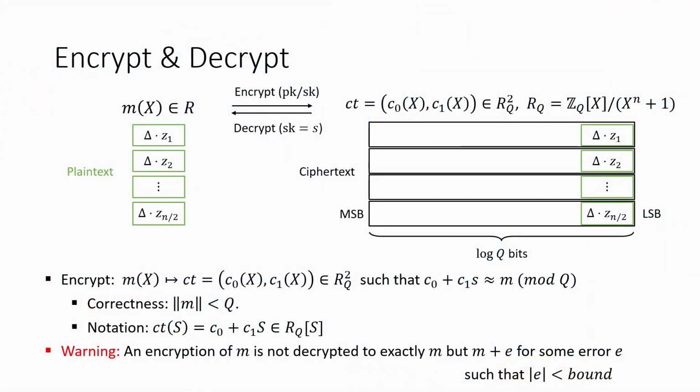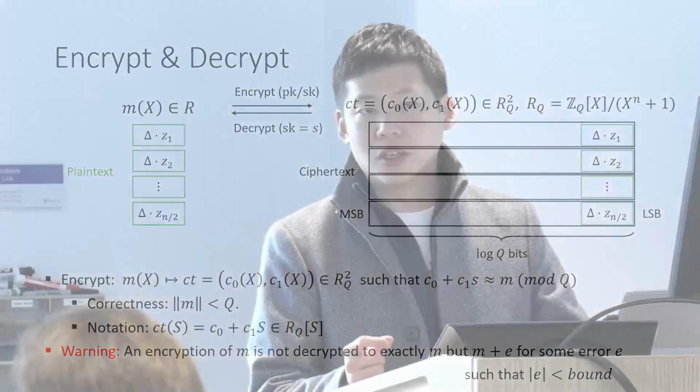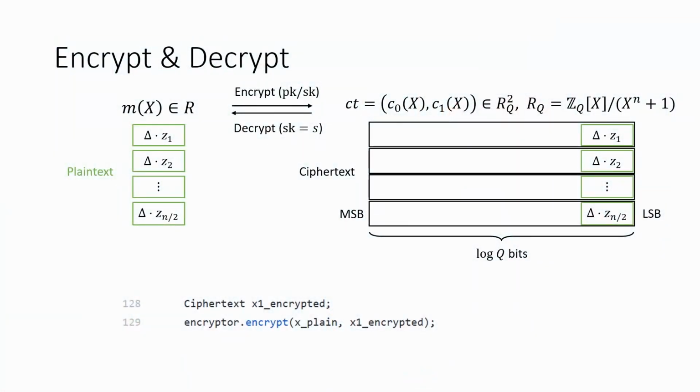So if you encrypt 0 and directly decrypt it, then you don't get 0, but just a very small number, which has an upper bound depending on the parameters of the HE system. And the encryption function is in line 129 in the source code.